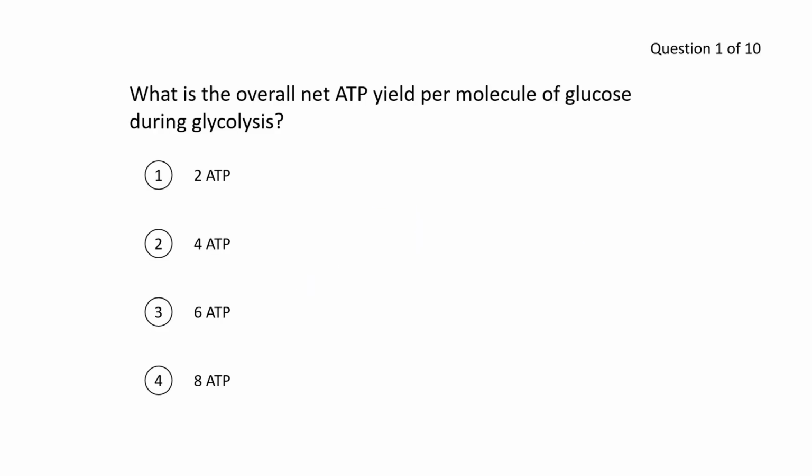Question 1. What is the overall net ATP yield per molecule of glucose during glycolysis? So we know in the prep phase, we use 2 ATP molecules. In the payoff phase, we produce 4. So 4 minus 2, right? Overall, we actually make 2 ATP molecules per glucose during glycolysis, so the answer is 1.